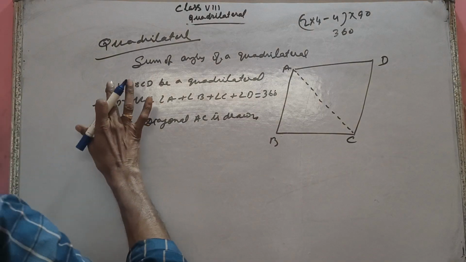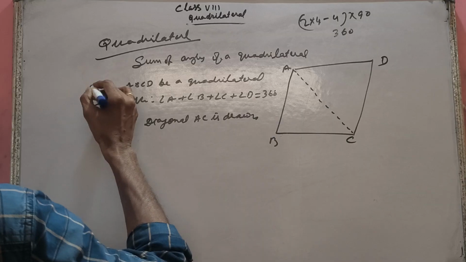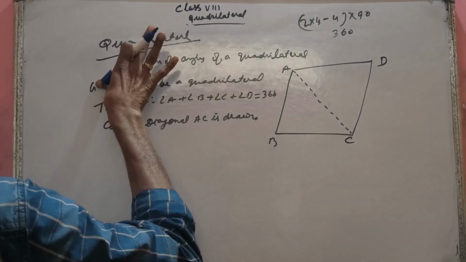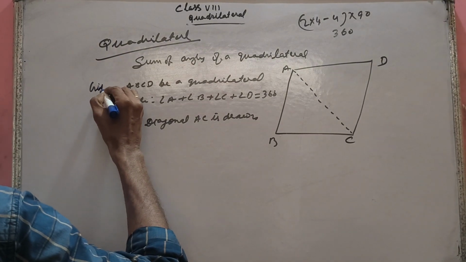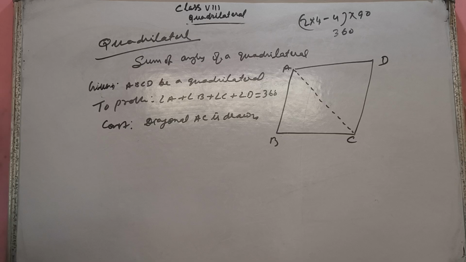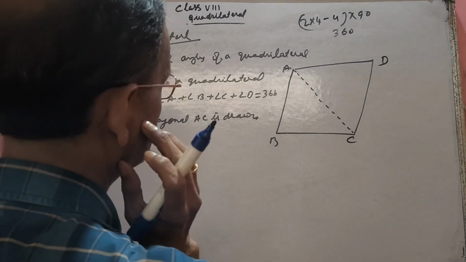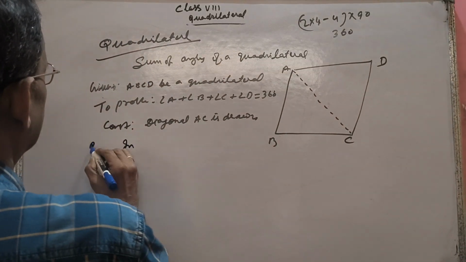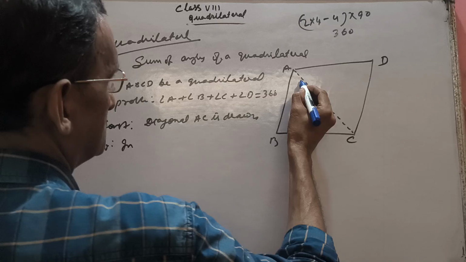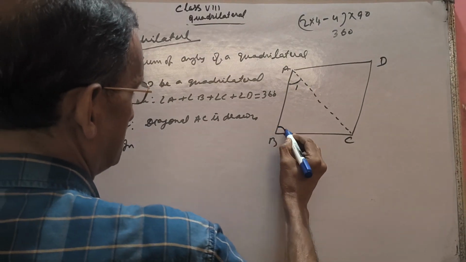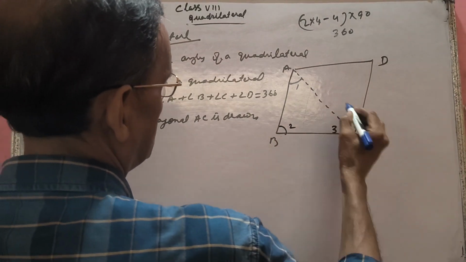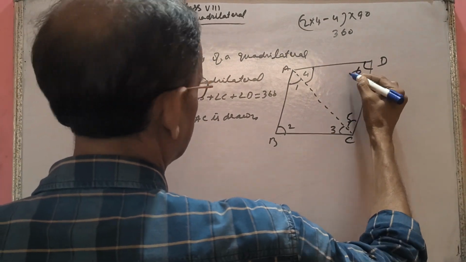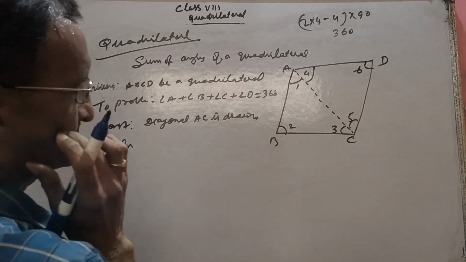Okay, better write given here. We are given a quadrilateral. Then to prove, then construction. Now see, we have 2 triangles. Proof now. Now this is the process. So suppose this is angle 1, this is angle 2, this is angle 3, let it be angle 4, angle 5, angle 6. Now you know the angle sum property of a triangle.